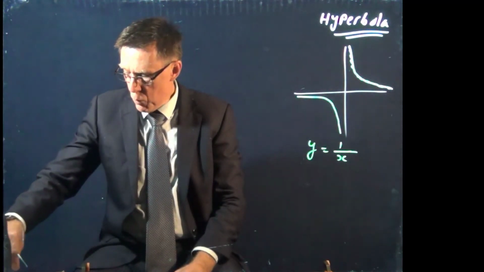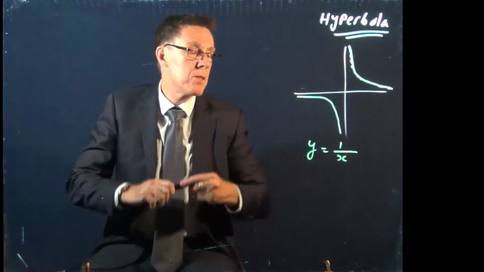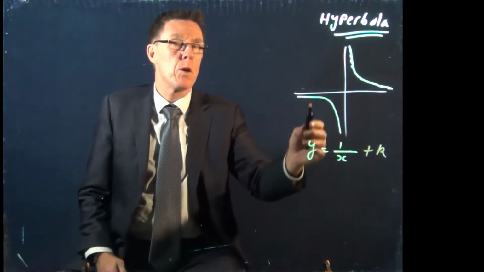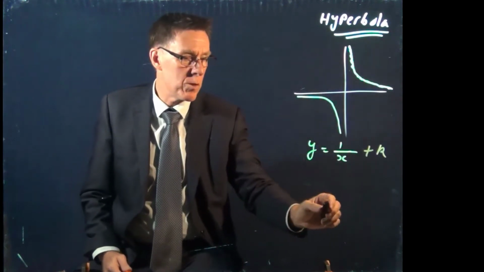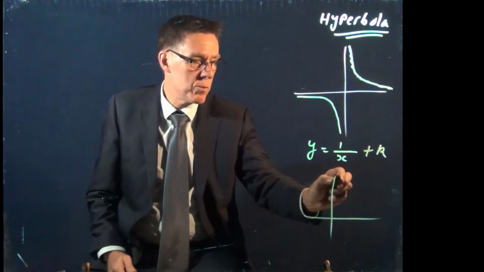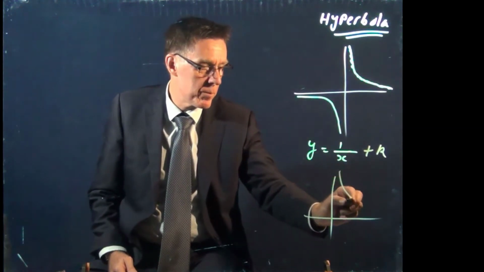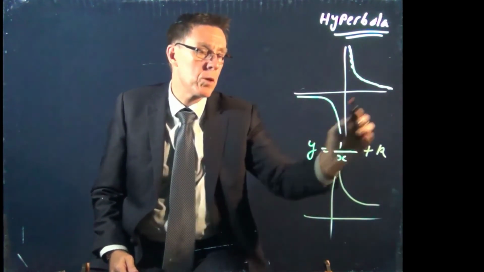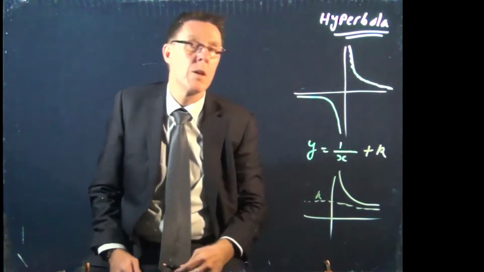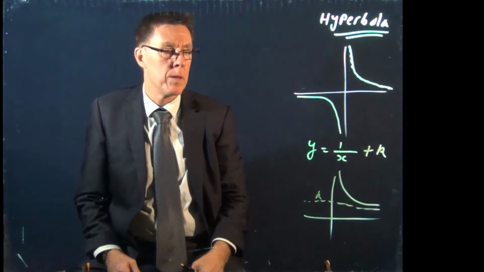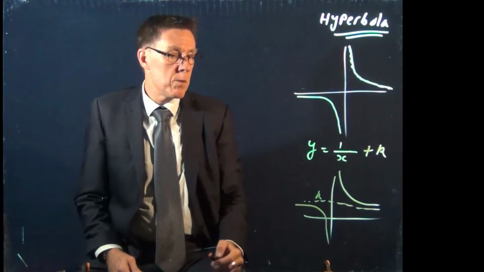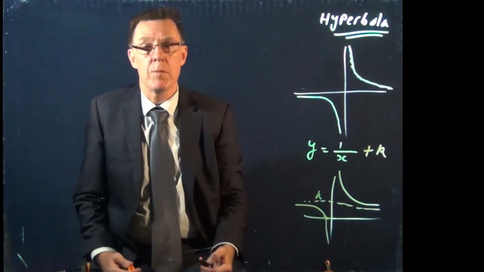But if I were to add some value on the end, every single one of those points would now shift up. So the graph would be exactly the same shape, but it would shift up. Instead of being asymptotic to the x-axis, it's now going to be asymptotic to whatever I choose to put on the end. And then, of course, it's like that. In this case, there will be an x-intercept, easy enough to work out.